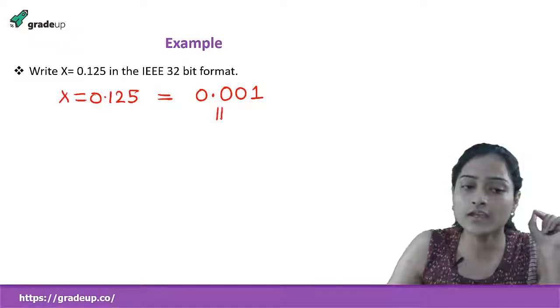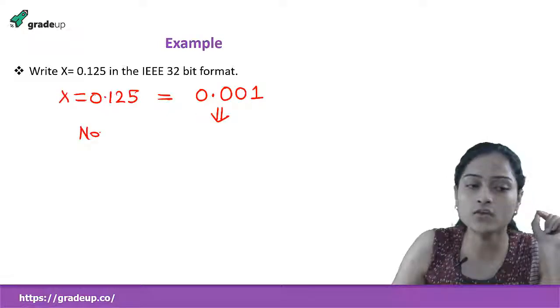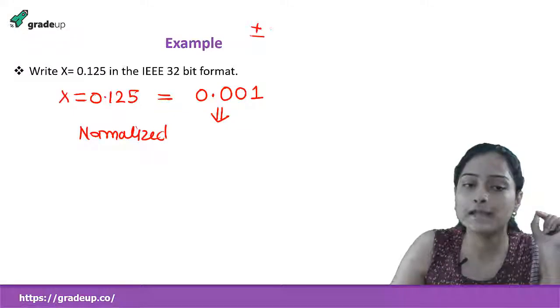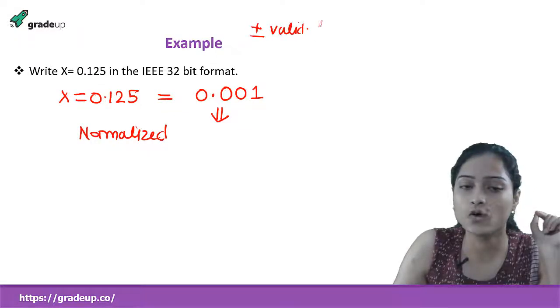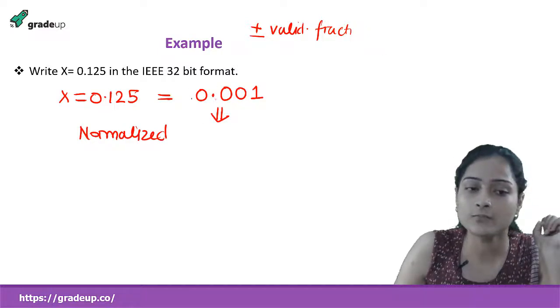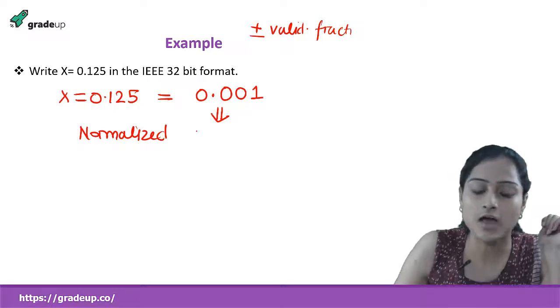Now for storing it, you have to convert it into the normalized form. What was the normalized form? Plus minus valid digit dot fractional part into your base concept. So you should have 1 before this decimal. So how am I going to represent it?